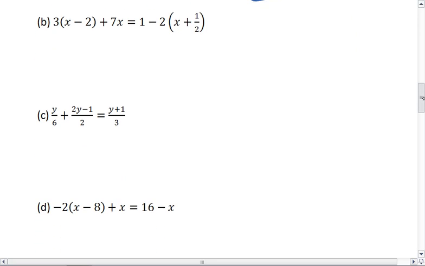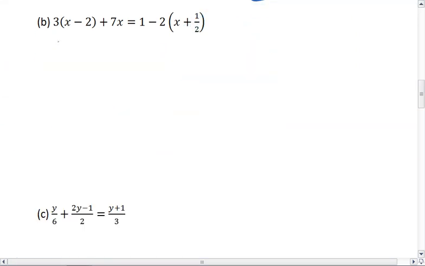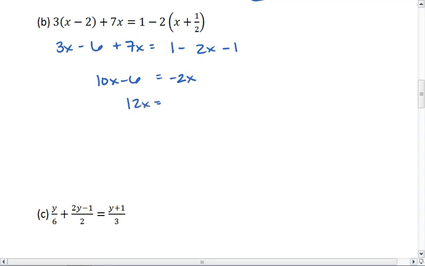Alright, let's try example B. We want to simplify first. We get 3x minus 6 plus 7x equals 1 minus 2x minus 1. We can combine like terms to get 10x minus 6 equals negative 2x. This gives us that 12x equals 6, so x equals 1/2. Or you can write it as the set that includes the element 1/2. Both solutions work.